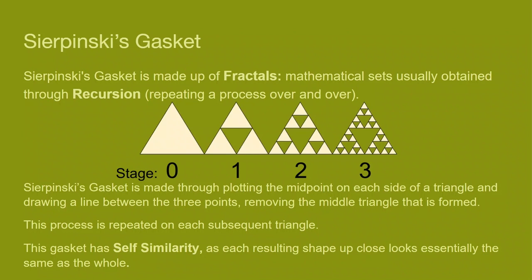These triangles have self-similarity, which means each resulting shape up close looks essentially the same as the whole. So as you can see above, we used recursion to make a fractal, and this fractal has a specific name, Sierpinski's gasket.